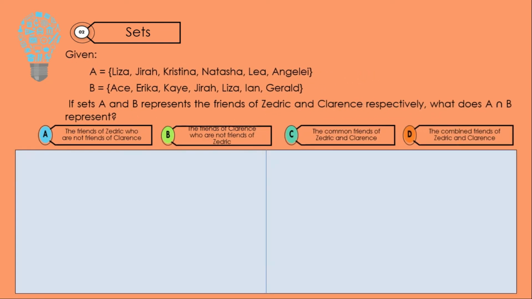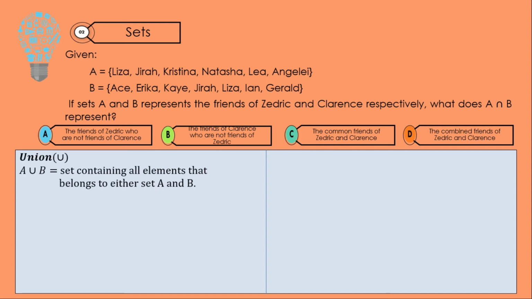To solve this problem, let me first discuss some of the set operations. Let's start with union, with the symbol U, denoted as A union B. It is the set containing all elements that belong to either set A or B. So we have here an example, and A union B contains elements that belong to either set A or B. To easily remember what union means, just remember the word combine. So we're talking about the combined elements found in the sets.